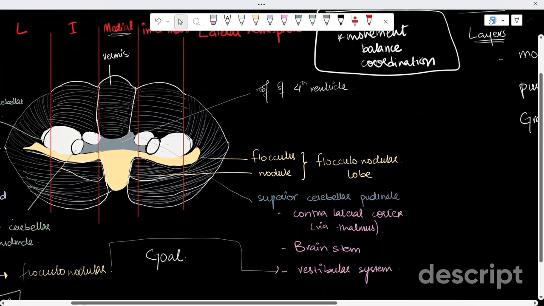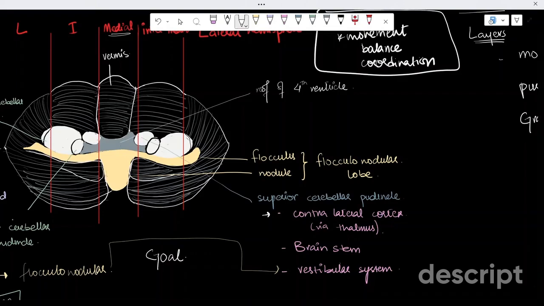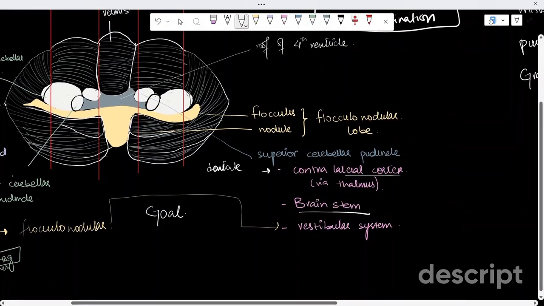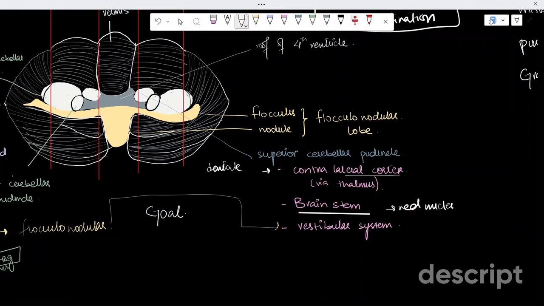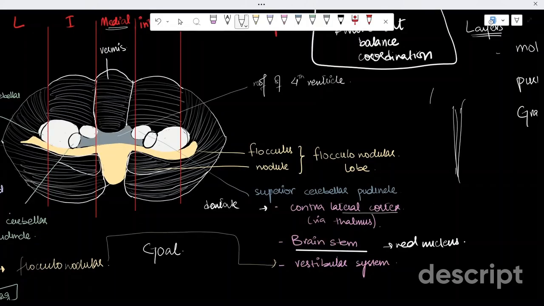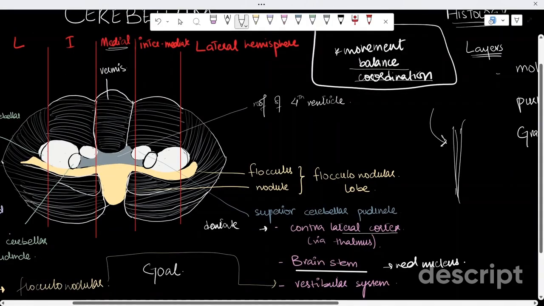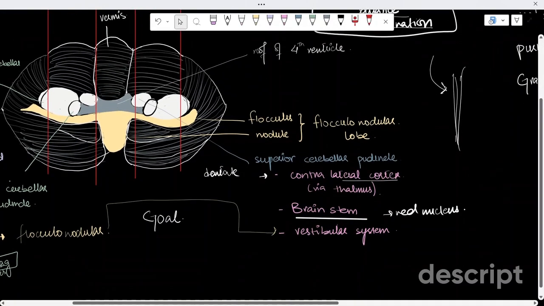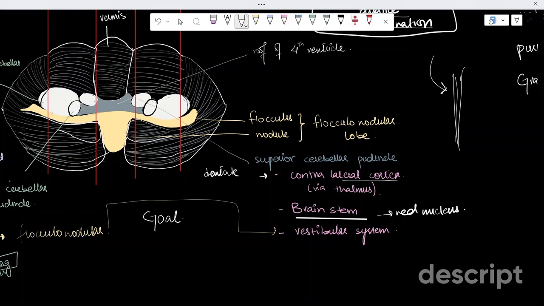Now coming to the output, the superior cerebellar peduncle carries the fibers for the output to the contralateral cortex via thalamus. So the fibers mainly travel from the dentate nucleus to the contralateral cortex via thalamus, so it will create a dentatothalamic pathway. Then to the brainstem, they are mostly to the red nucleus, basically sending pathways to the rubrospinal pathway. Cerebellum contributes to balance and coordinate those movements. That is why it will be sending fibers to the pathways. And then the vestibular system through the fastigial nucleus.